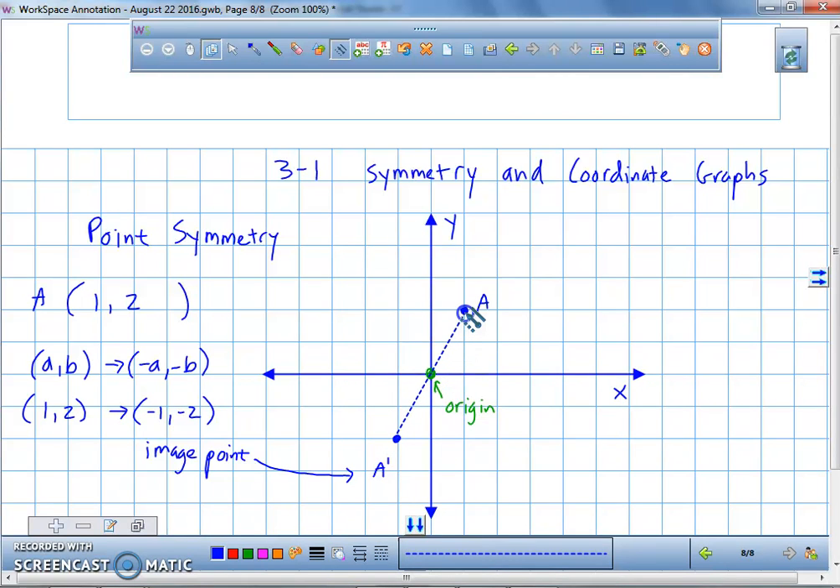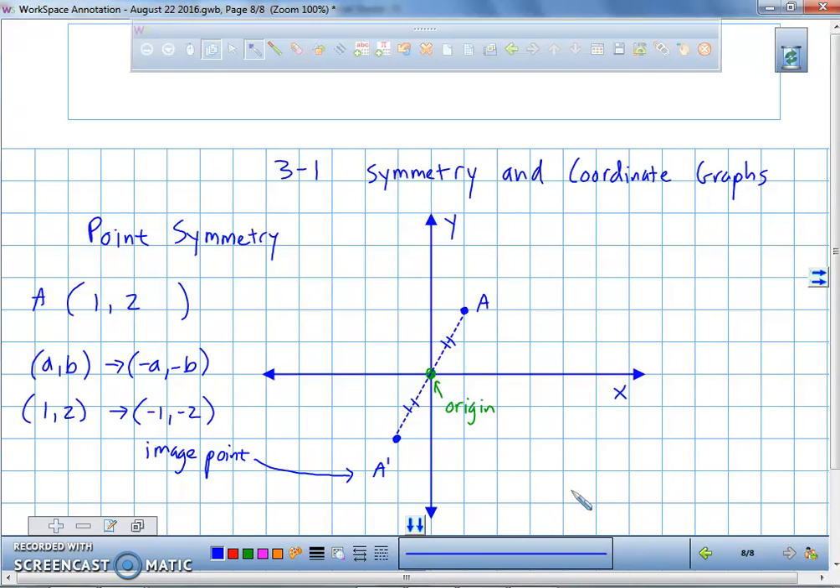And something that you should notice is that the origin looks like it's exactly where? Exactly in the middle. In order for things to have what's called point symmetry, if you're symmetrical about a point or across a point, that point has to be the midpoint between the original point and what's known as the image point. So that's how it works. So that's just an example, and what we're going to do is problem number 1.